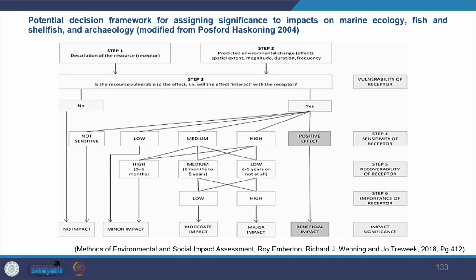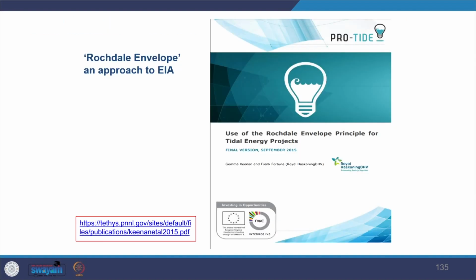You can see this decision making framework. How do you decide whether it's important or not important? One of the frameworks has been given here, so even that can be referred to. And then there's another framework approach, the Rochdale envelope, which is also very much used in environmental impact assessments. So that can also be used here. I have provided the link to this document for you.